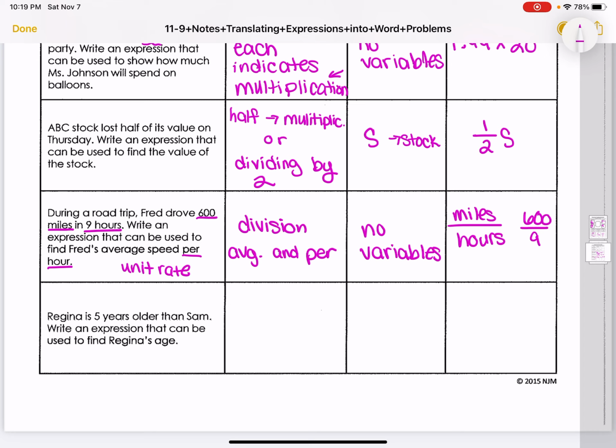All right, last example. Regina is 5 years older than Sam. Write an expression that can be used to find Regina's age. Older than, well, we know it's going to be addition over there. So older is going to be addition. All right. We don't know Sam's age, so that is going to be our variable, which is, we'll use a P for Sam. So we're going to take Sam's age and then add 5 years older, and that's going to give us Regina's age.